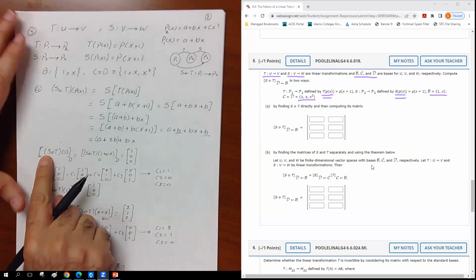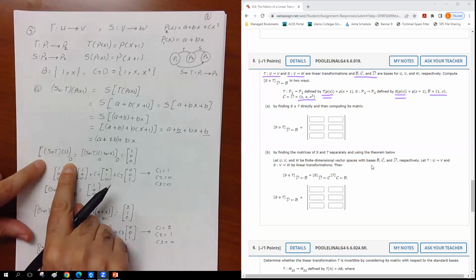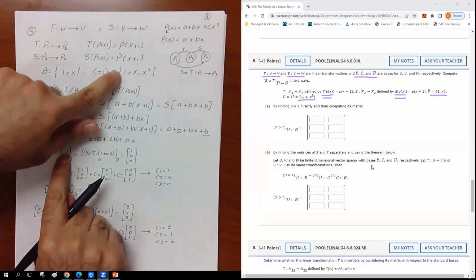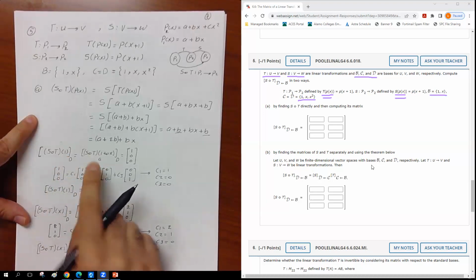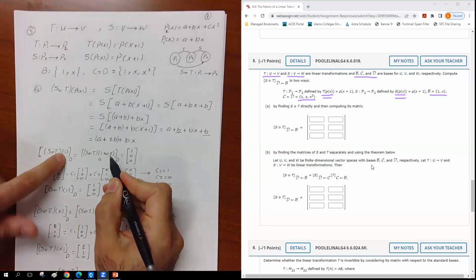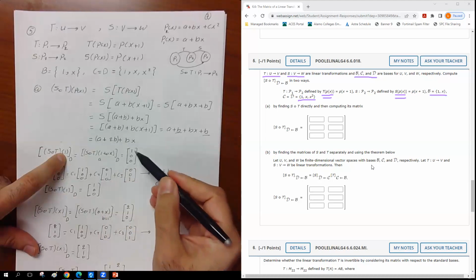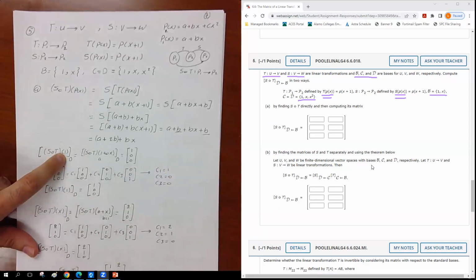Now, we're going to write this down with respect to the base D. That means S composite with T applied to 1 is going to be S composite with T applied to 1 plus 0x, because 1 is 1 plus 0x. That means it's going to be 1, 0, 0. Now I need to write this down as a linear combination from the base.